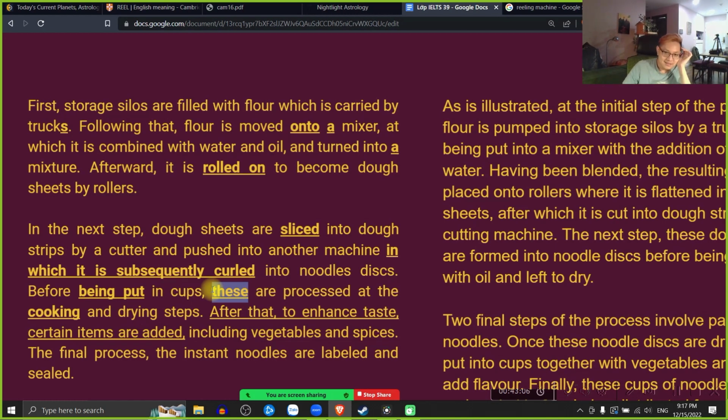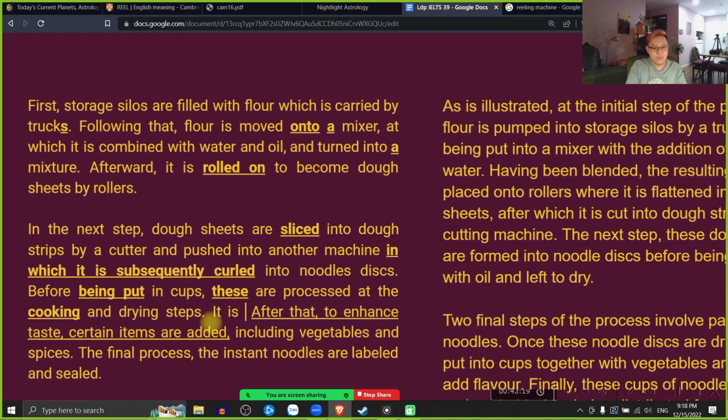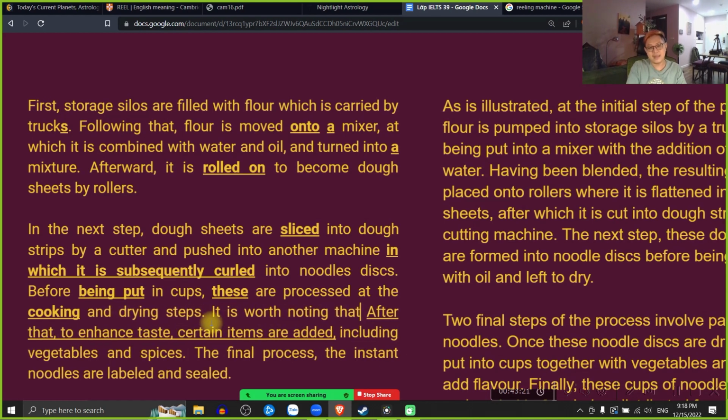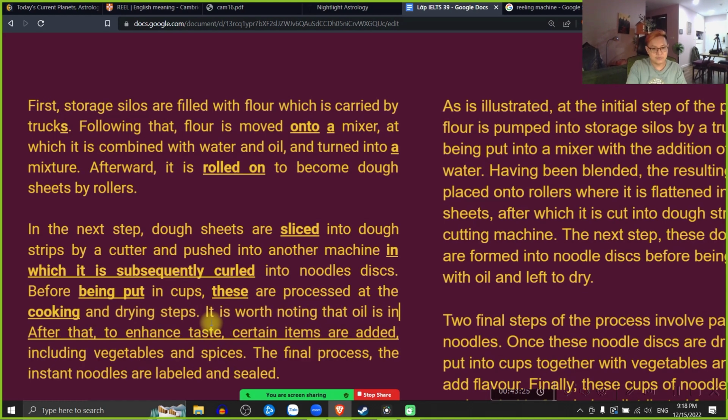So close. A process of cooking and drying steps. Muốn kéo dài hơn không? Mình thêm cái ý có oil vô. You want to make it longer? You can say that cooking and drying steps. Cooking and oil cũng được thầy. It is worth noting that, rất đáng chú ý một điều rằng, oil is involved.